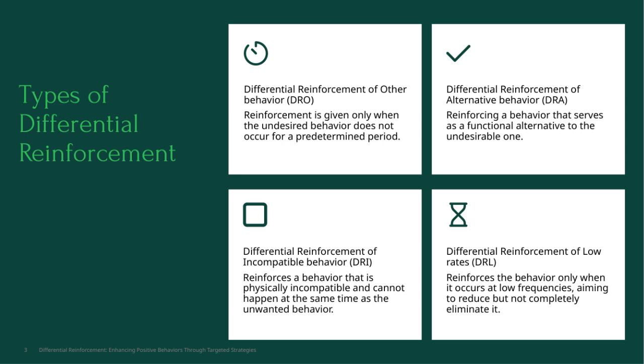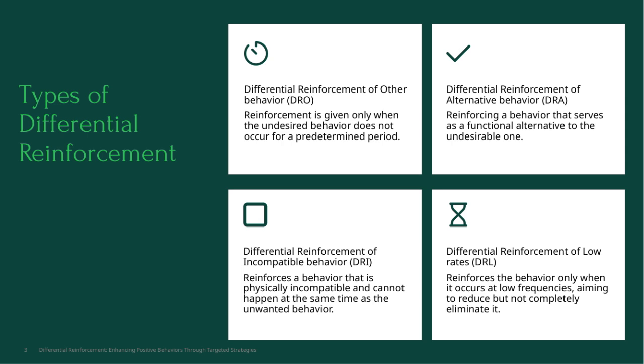Then, there's differential reinforcement of incompatible behavior, or DRI. This type reinforces a behavior that physically cannot occur at the same time as the undesirable behavior. For example, if the unwanted behavior involves hands and mouth, reinforcing hands being down by the side would be incompatible. Finally, differential reinforcement of low rates, or DRL. This approach reinforces a behavior only when it happens less frequently, which helps to reduce but not completely eliminate the behavior. It's useful when the behavior isn't entirely harmful but needs to be controlled.